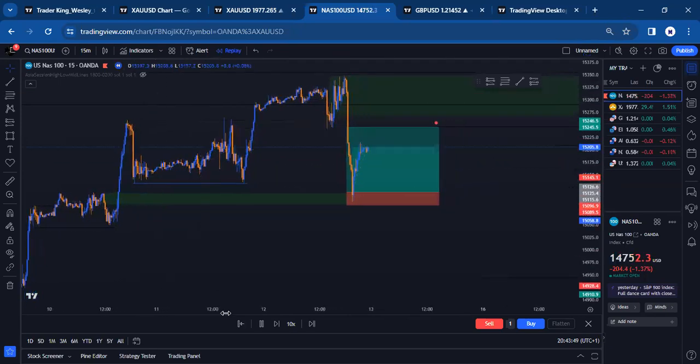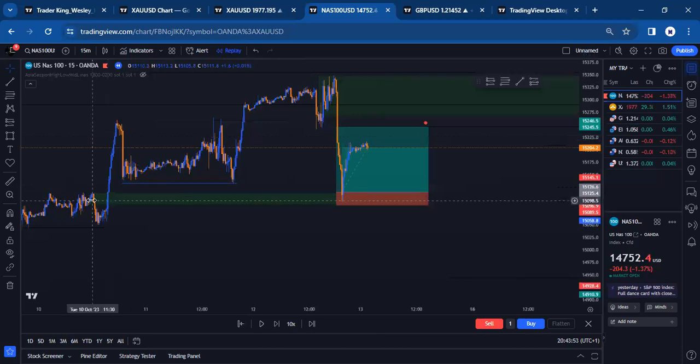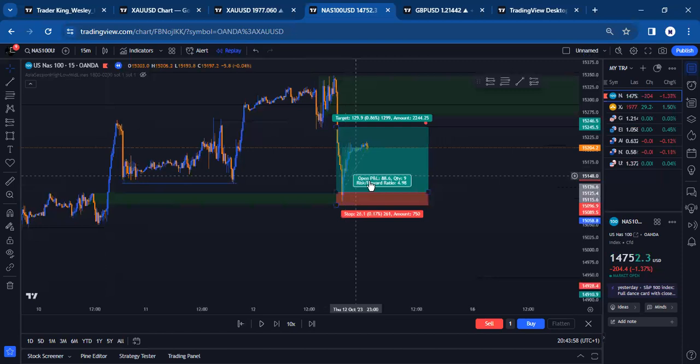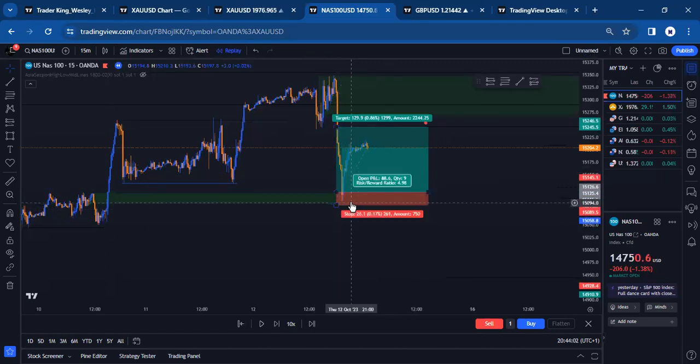Massive, okay, you can see how we got triggered. Massive displacement over here. We had the breaker block right here. All right. This was a very small breaker block. So I had no need to refine it on the 3 minutes time frame. I was comfortable with the risk to reward. You can see this is five to one, risking one to get five. This is 4.98 RR.